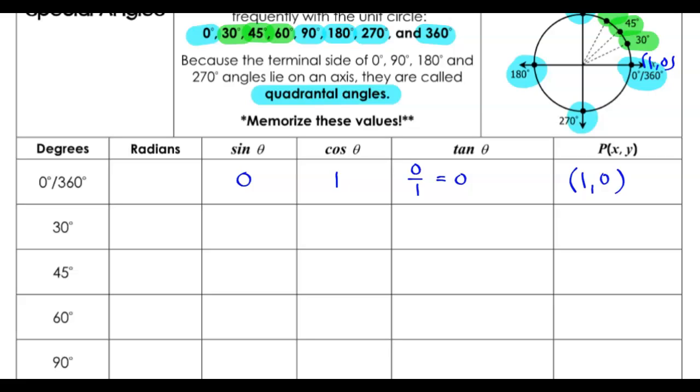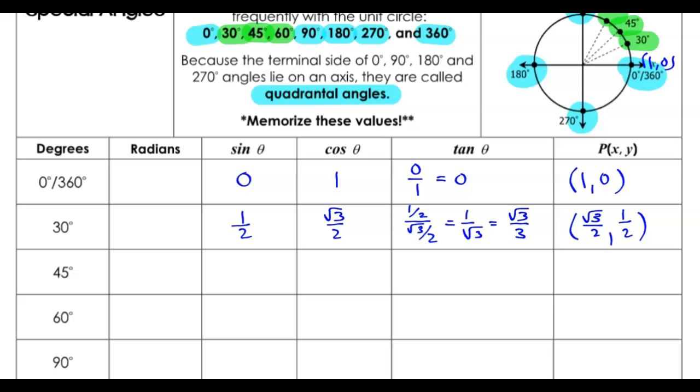Now, for 30 degrees, from our reference triangle, we remember that coordinate is the square root of 3 over 2 and 1/2. We found that on the triangle. And so then the sine of 30 degrees is going to be 1/2. The cosine of 30 degrees is going to be the square root of 3 over 2. And then the tangent is actually going to be 1/2 divided by the square root of 3 over 2. Now since both of these are divided by 2, this is really just 1 over the square root of 3, which we would rationalize the denominator, and the tangent of 30 degrees then is the square root of 3 over 3.